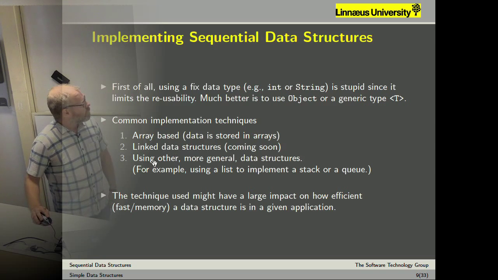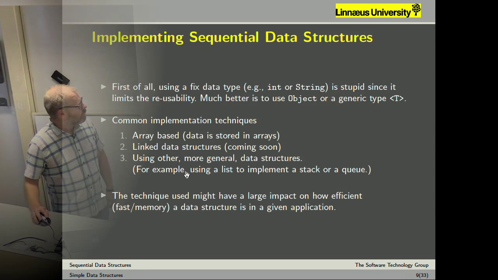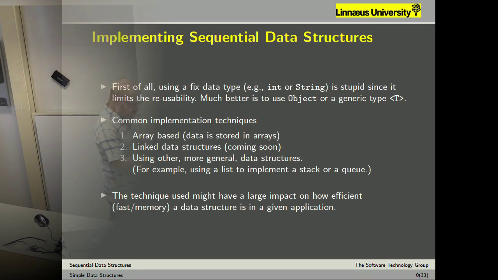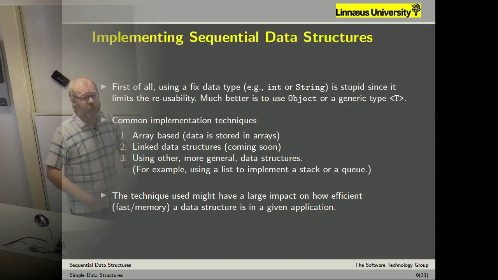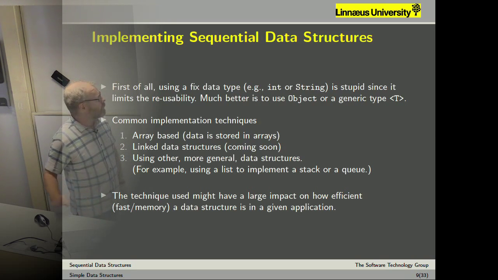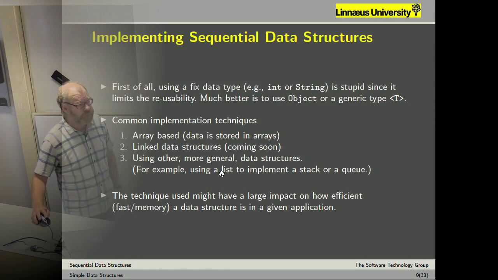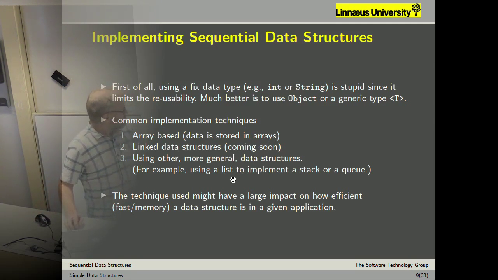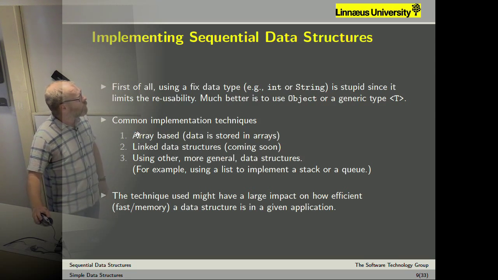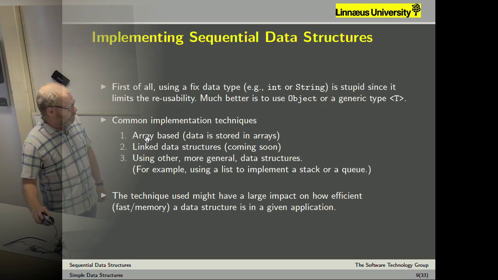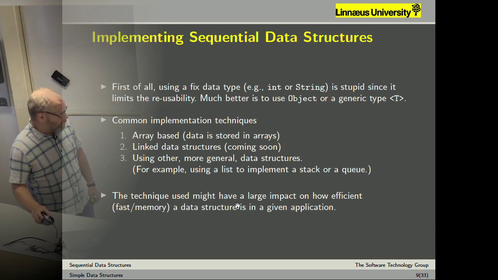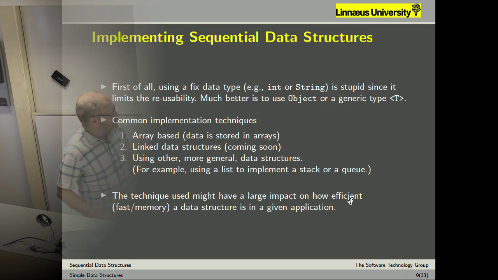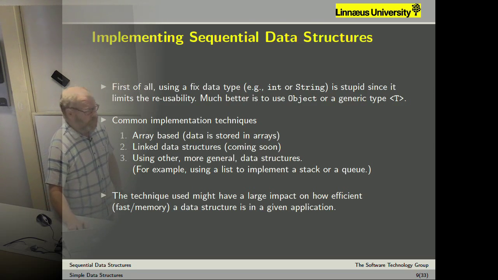You can also use a more general data structure. For example, if you want to implement a stack or a queue, you can take a list as your starting point. When people are pushing something, you're just adding it to the list. And when they are pulling something, you're removing the last element from the list. So if you want to implement a stack and queue and you have a list, it's rather easy. I will discuss these two approaches today, and I will show their properties, and you will see that which one you are using might have a large impact on how efficient, and by efficient I mean both memory consumption and speed, basically, depending on the implementation technique that is used.